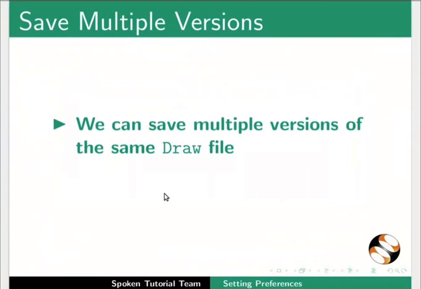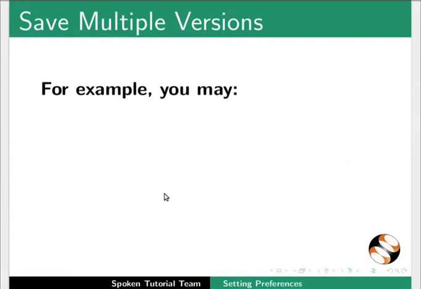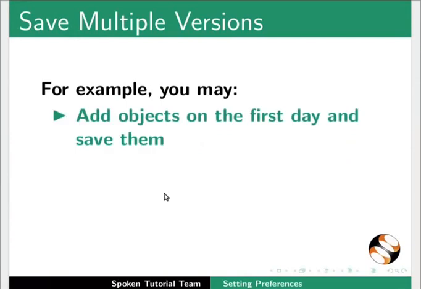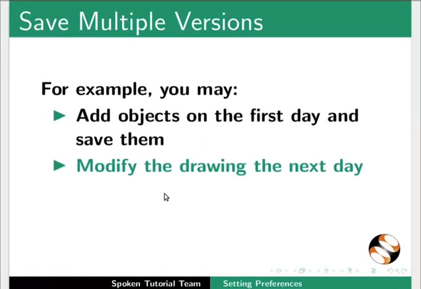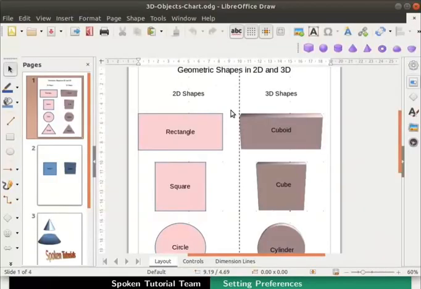We can save multiple versions of the same Draw file. This feature is called versions. Let us learn how to do that. For example, you may add objects on the first day and save them. Modify the drawing the next day. Want to keep both the original drawing and the modified one? Let us save the file using the Versions option.